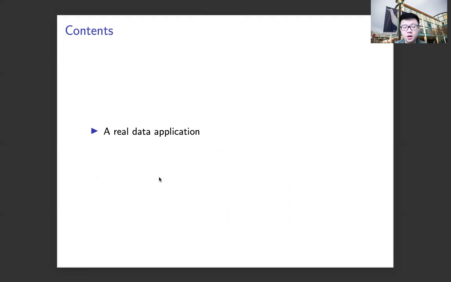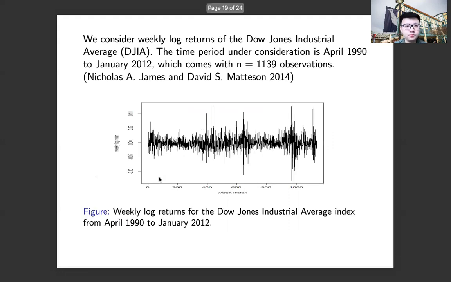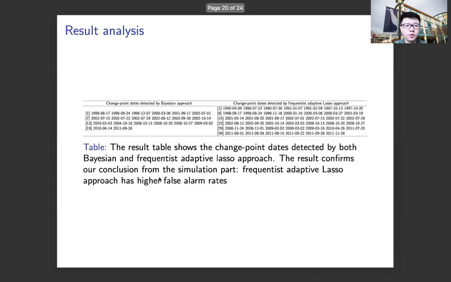So let's apply our model to a real data problem. Here we consider weekly log returns of Dow Jones industrial average. The time period under consideration is April 1990 to January 2012, which comes with 1,139 observations. So the result table shows the change point days detected by both Bayesian and frequentist adaptive lasso approaches, which is here. The result confirms our conclusion from the simulation part. Frequentist approach has higher false alarm rates.